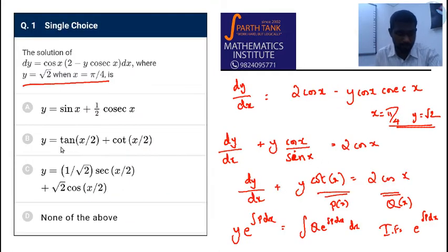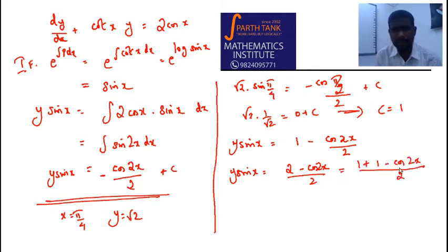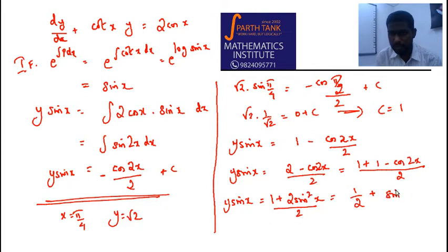Now of course this form is not there in the options, so we have to simplify this a little bit more. How can we do that? If we write this as y sin x is equal to 2 minus cos 2x by 2, taking 2 as the LCM, and this further as something like this. We know that 1 minus cos 2x is 2 sin squared x. So that by 2 still here, which can be separated as 1 by 2 plus sin squared x.